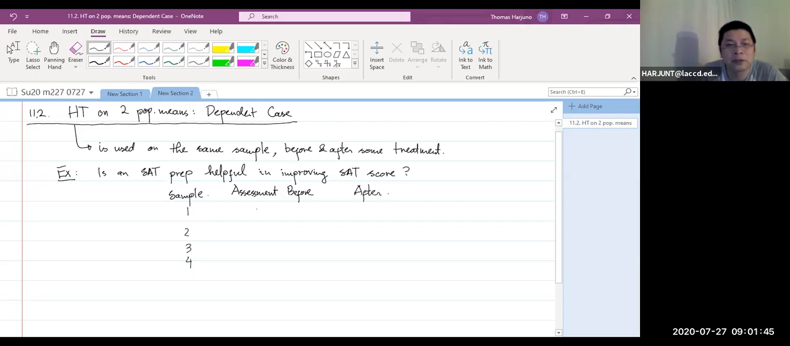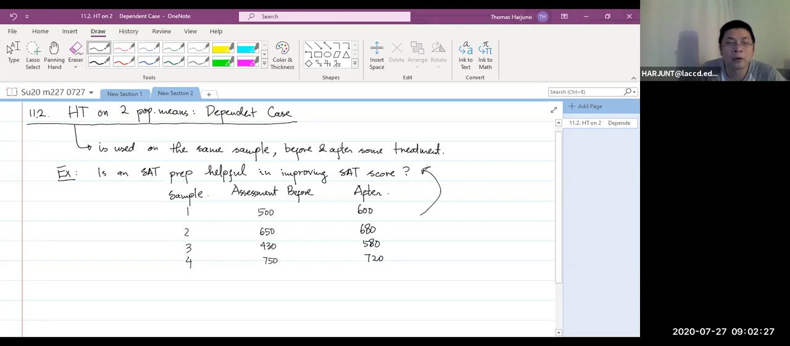Let's say the first person starts with 500 and after the SAT prep gets 600. The second person starts with 650 and after SAT prep is 680. The third person, let's say 430 and ends up with 580. And the last person 750, ends up with 720. Let's say we have something like this. Now the question we want to answer: is it helpful?